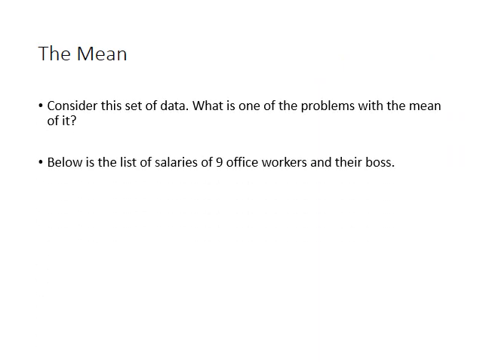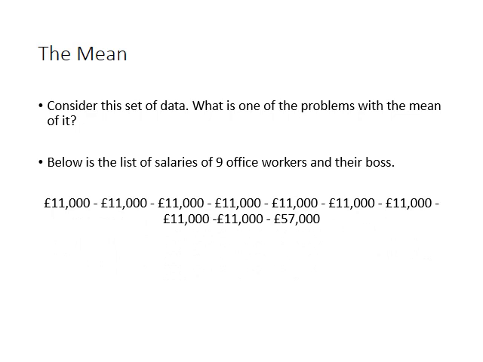So to begin with, let's have a look at this. We've got a list of 9 salaries from office workers and their boss. We want to think about what the problem of using the mean would be for this set of data. And hopefully it should be fairly obvious to you that if we include this 57,000, it's going to have a massive effect on the mean, even though every other number is 11,000. So the problem with the mean is that very extreme values, or what we might call outliers, can have a big effect on the answer.